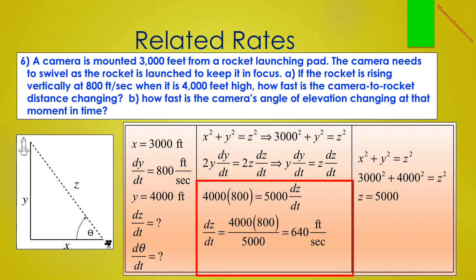So now knowing z, we are cleared to plug in our information, and we get 4,000 times 800 equals 5,000 times dz/dt, and therefore dz/dt equals 4,000 times 800 over 5,000, and we get that the distance is changing at the rate of 640 feet per second. Remember, that is how fast the camera-to-rocket distance is changing at the moment in time when the rocket is 4,000 feet high. Later, it will be changing at a different rate.